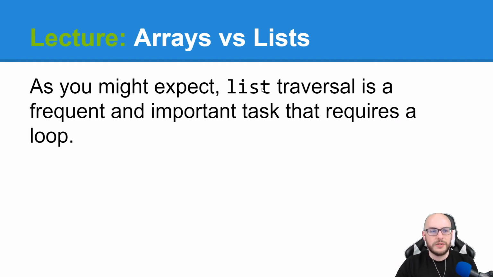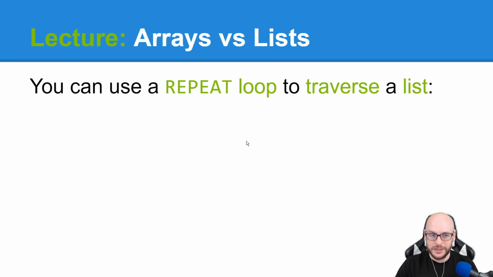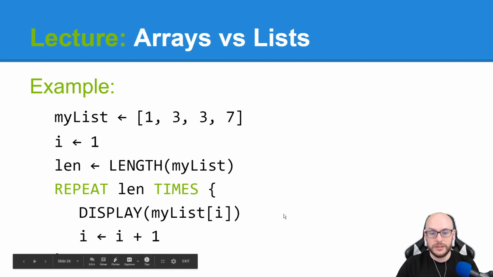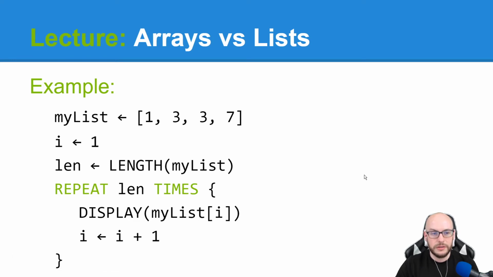As you might expect, list traversal is a frequent and important task that requires a loop. You can use some of the loops that we've talked about before when we previously talked about pseudocode. You can use a repeat loop to traverse a list. All right, our list is starting out here. We're going to create I and save in 1. That is our first index. We're going to save length into len just to make it a little bit cleaner. And we're going to repeat len times. So this code is going to do 4 iterations where it displays myList[i] and then does an I = I + 1. Okay, so this would just print the contents of our list.